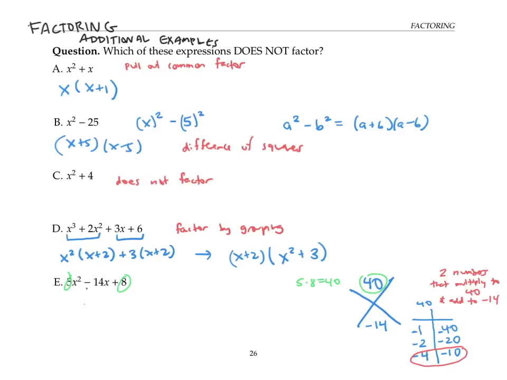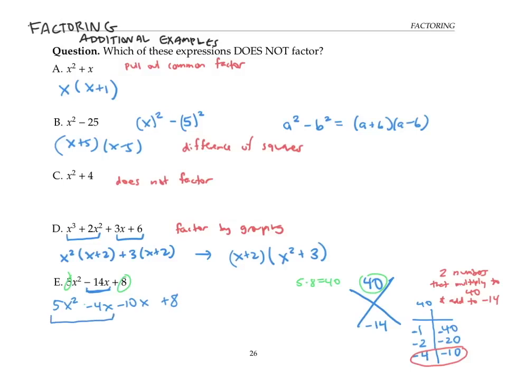We're going to first split up this negative 14x as negative 4x minus 10x and carry down the 8 and the 5x squared. Notice that this works because I picked negative 4 and negative 10 to add up to negative 14. So negative 4x minus 10x will add up to negative 14x. So I've got the same expression, just expanded out a little bit. Now I have 4 terms. I can do factoring by grouping.